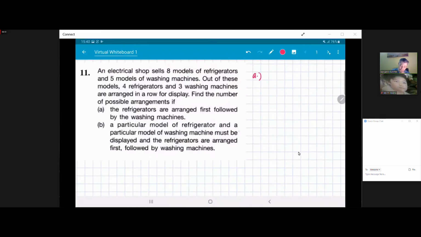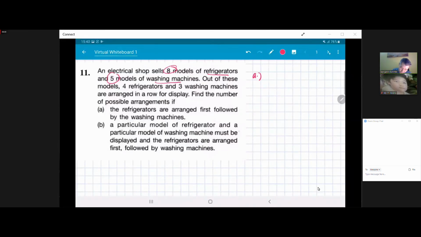All right, so how do I do this? Now it says here, I've got two different appliances. Terdapat dua jenis, what's appliance in BM? I so can't remember. Okay, peralatan, I think. So one is refrigerators, 8, and then the other one is 5 washing machine, mesin basuh. Okay. Out of these models, 4 refrigerators and 3 washing machines are arranged in a row.